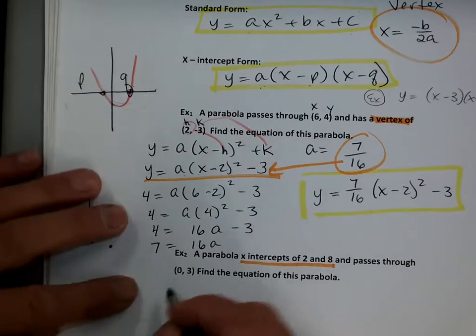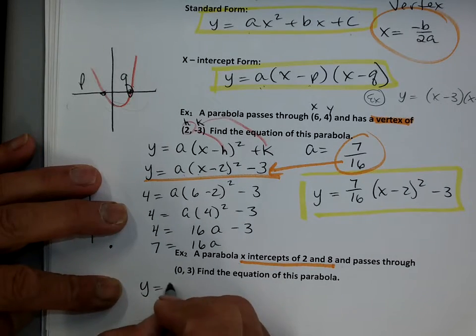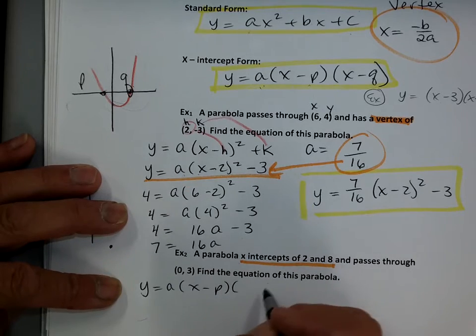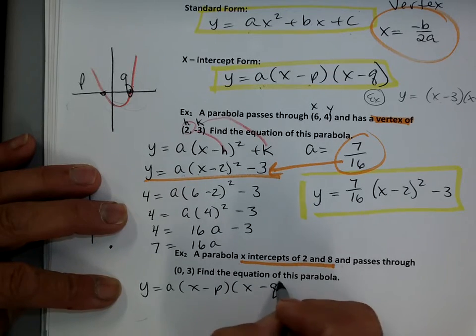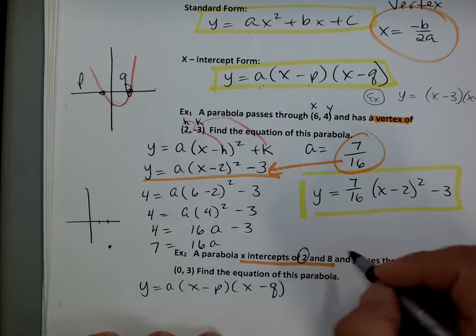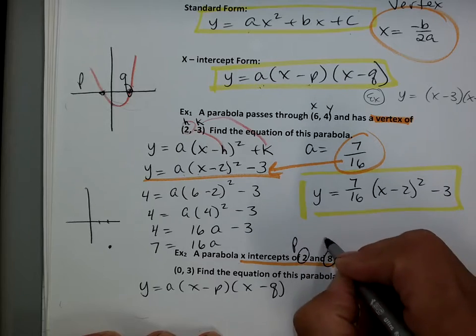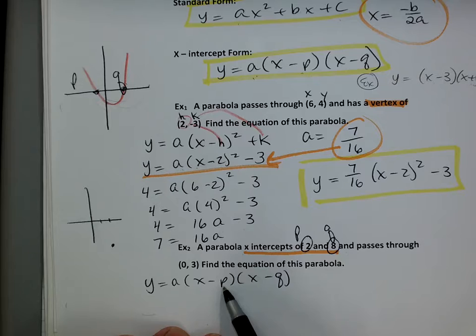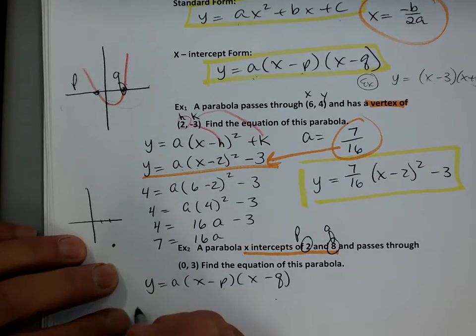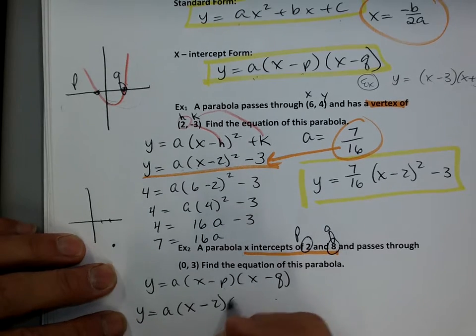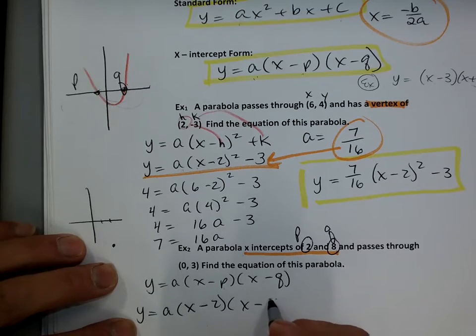So I'm going to go ahead and set this up as y equals a times (x minus p) times (x minus q). All right? That's my formula. Now, this is my p and my q, because those are the intercepts. So we put 2 in for p and 8 in for q. All right, so let me rewrite this. y equals a times (x minus 2) times (x minus 8).